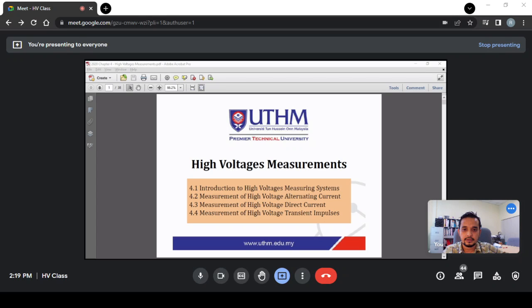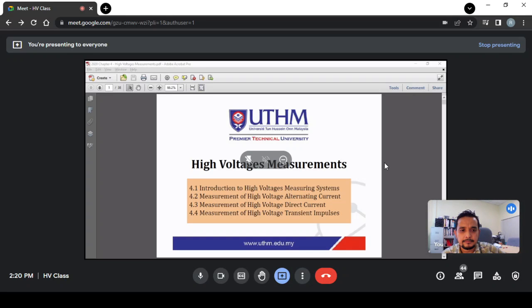Okay, for this week, for the next chapter, we're going to look at, once we generate the high voltage, how we can actually measure the high voltage and measure the high voltage source. So for this chapter, we're going to look into the high voltage measurements, again in three different sources, which are AC, DC and as well as impulse.